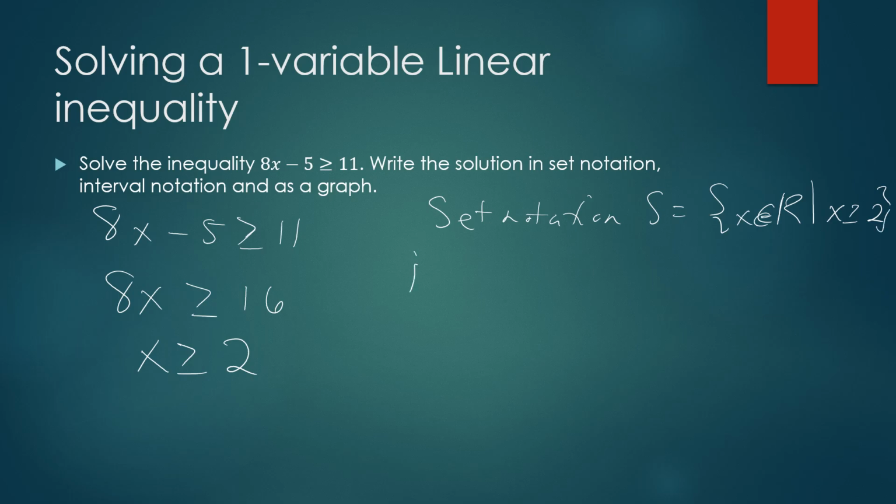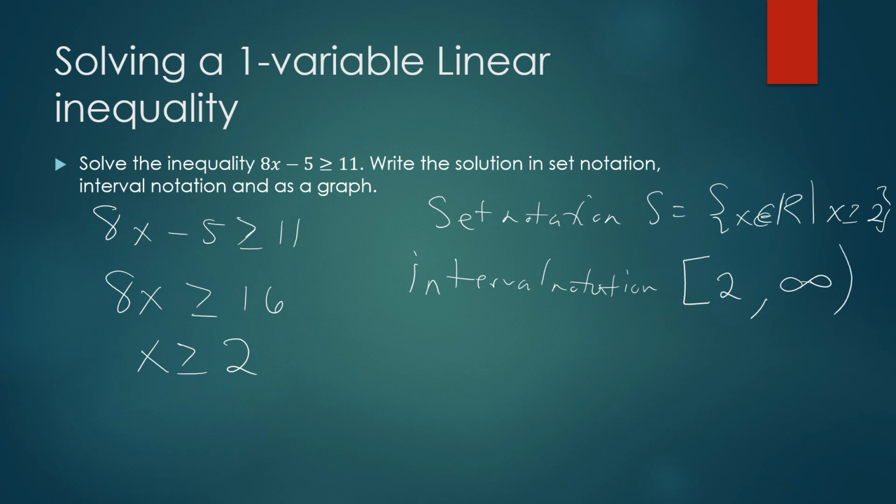Now interval notation looks at where my endpoints are and whether I include or exclude them. Here we see that x is bigger than or equal to 2. That means my lower bound is 2, and because I have equals, I'm going to include the lower bound, so I'm going to have a bracket for 2. Since the upper bound of x does not exist because we're going towards infinity, the upper bound goes to infinity. Anytime we have infinity as one of our bounds, it's always a parenthesis.